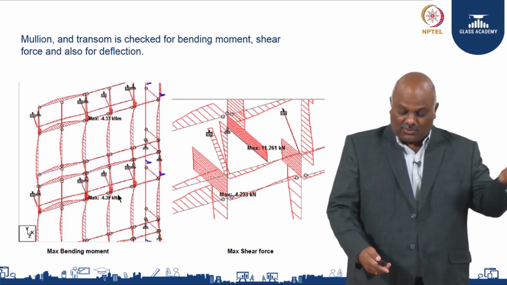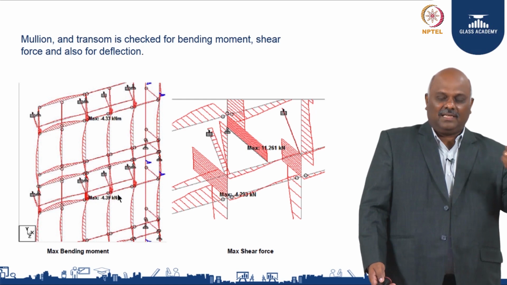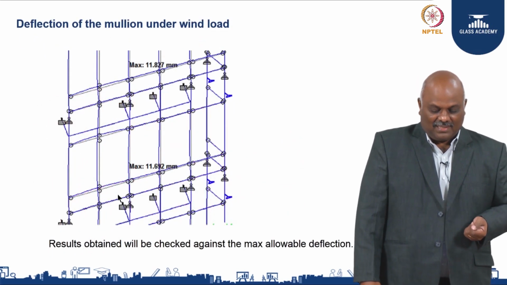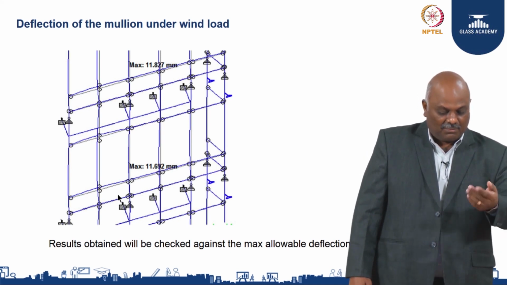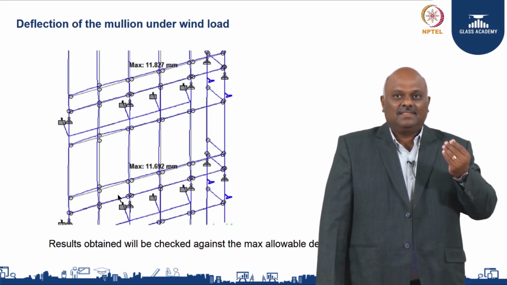So you do the glass or the substrate design first, understand the requirement, seal and bite, then you design your mullion and transoms, and then you run your system check. Like if you see in this, 11.6 mm or 11.8 mm is shown as allowable. So you have to check this against the span.